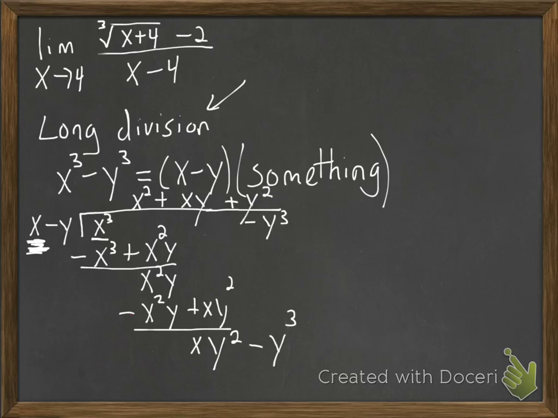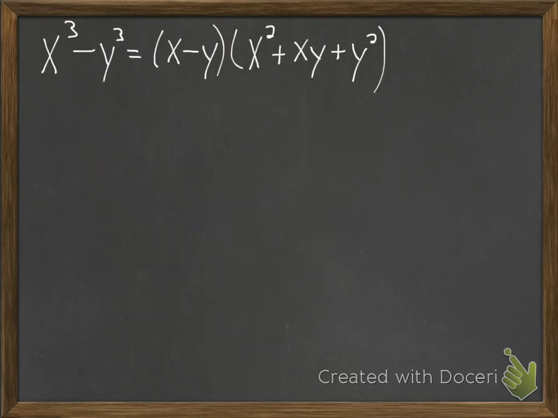Now we multiply. Y squared times x would be xy squared. Y squared times minus y would be minus y cubed. Remember, we're subtracting, so we change the signs. And of course, when you do that, you get a remainder of 0. The fact that I have a remainder of 0 is our indication that x minus y does in fact divide evenly into x cubed minus y cubed. In fact, it also tells me that x cubed minus y cubed is equal to x minus y times x squared plus xy plus y squared. That's what we have right here.